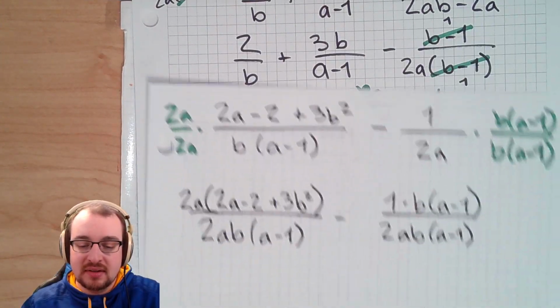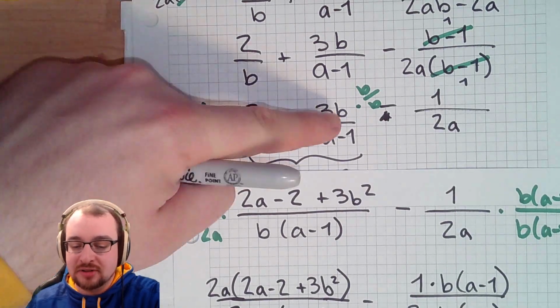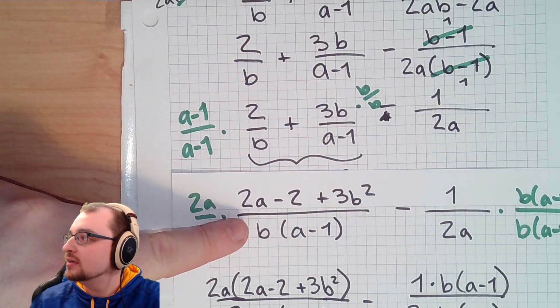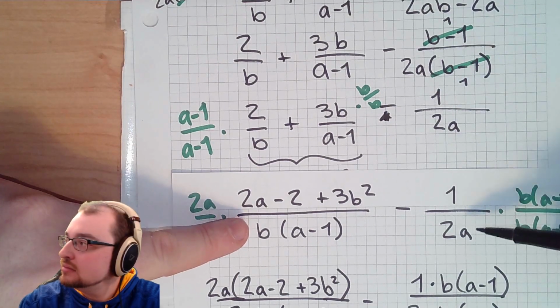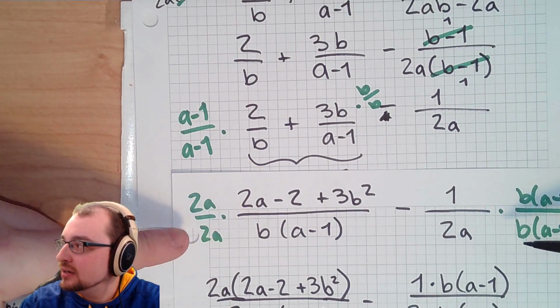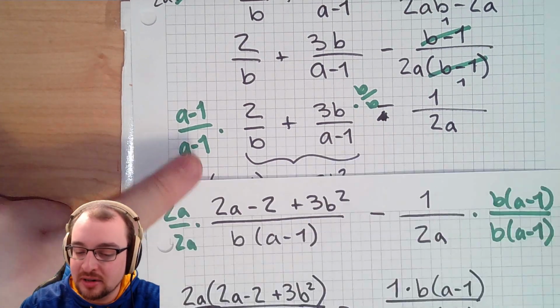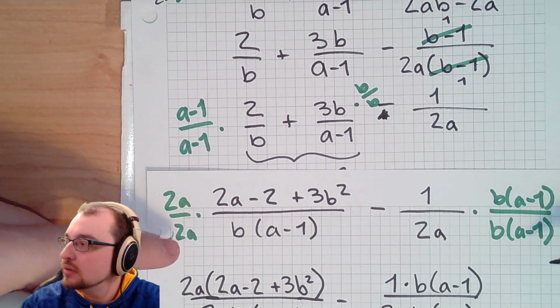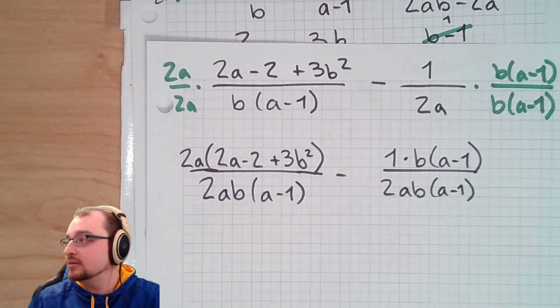Okay? So we got our common denominators here. Got this. And then we still have to minus that. So we're going to get common denominators again. Multiply by each other's denominators. Make them match, right? And that gets us to here.